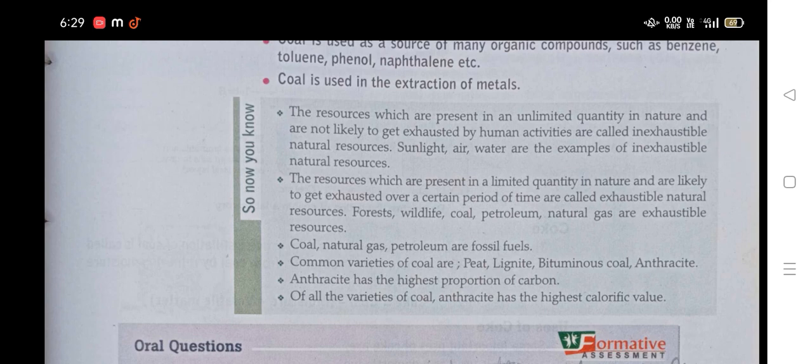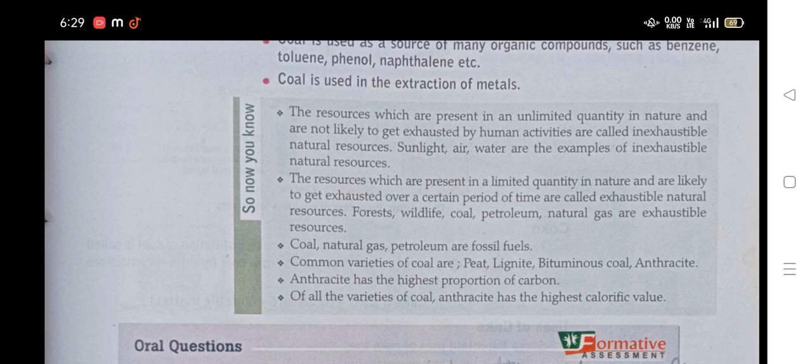Take a review. The resources which are present in an unlimited quantity in nature and are not likely to get exhausted by human activities are called inexhaustible natural resources. Sunlight, air, water are the examples. The resources which are present in a limited quantity in nature and are likely to get exhausted over a certain period of time are called exhaustible natural resources, like forest, wildlife, coal, petroleum, natural gas.